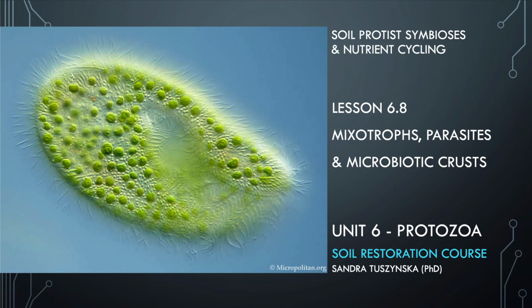So we have come to the end of lesson 6.7 on cellular slime molds. And in the next lesson, we'll continue on the topic of soil-protist symbiosis, looking at mixotrophs, parasites, and macrobiotic crusts. So you'll be hearing from me again in lesson 6.8.